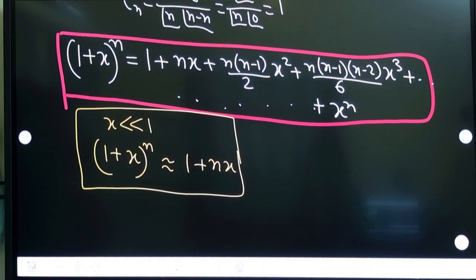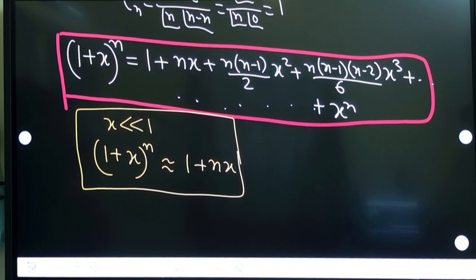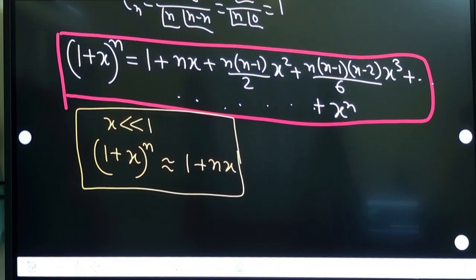Let me see the formula for that. Do you have an idea about that? Maclaurin series. Huh? Have you studied about Maclaurin series? No? I will give that. It has got applications.